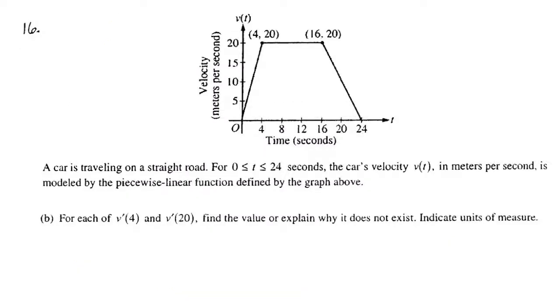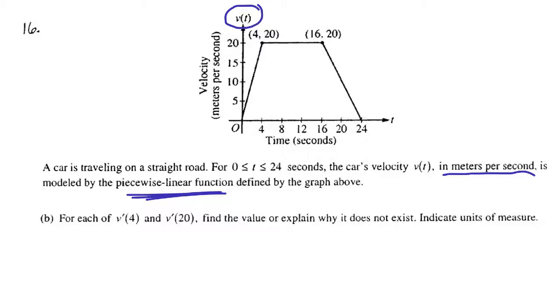So for 16, we have part B. A car is traveling on a straight road. The car's velocity, so again, we have velocity given to us in meters per second, so we have our units, is modeled by, yay, again, a linear piecewise function. For part B, we have to state for each of v prime at 4 and v prime at 20, find the value or explain why it does not exist. Indicate a unit of measure.